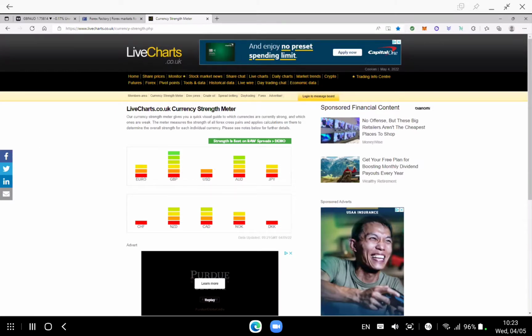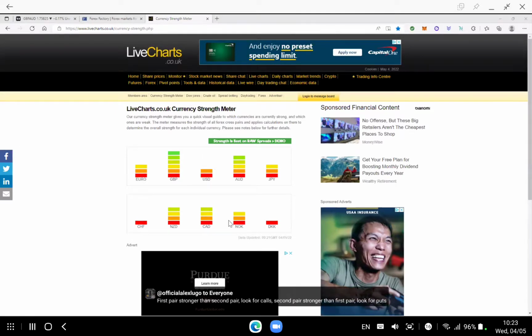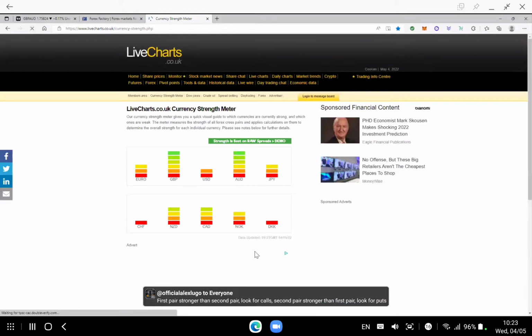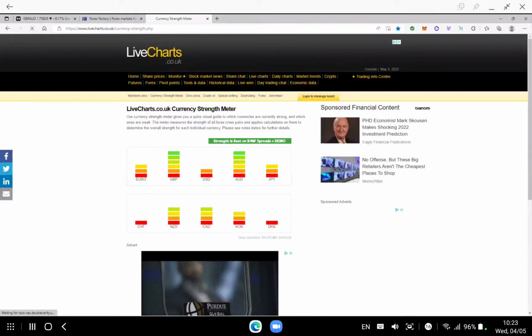Okay, you guys get that? I'm going to write that out. First pair stronger, look for calls. So there's that. You can look there for your currency strength, but you do need to refresh it every time. It does not automatically refresh.